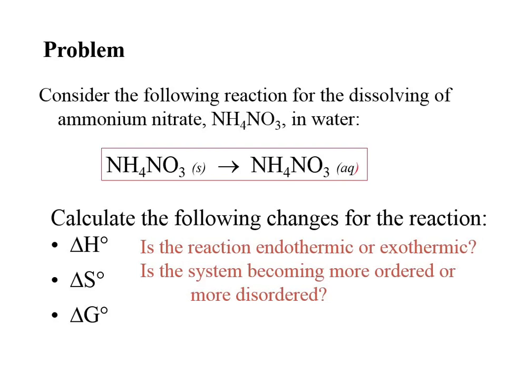And then, like we did with the combustion problem, we can come up with delta G for the process, the Gibbs free energy associated with this dissolving process. If it's negative, then it's spontaneous. If it's positive, it's actually spontaneous the other way.